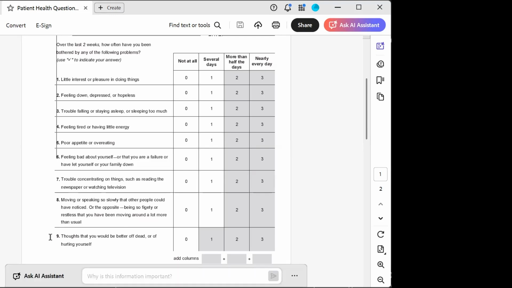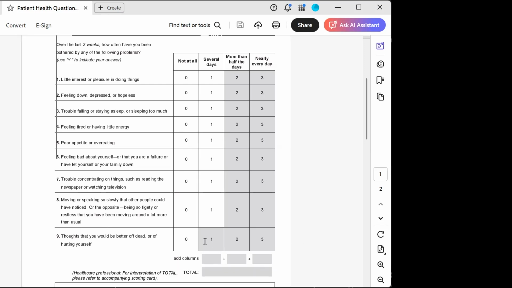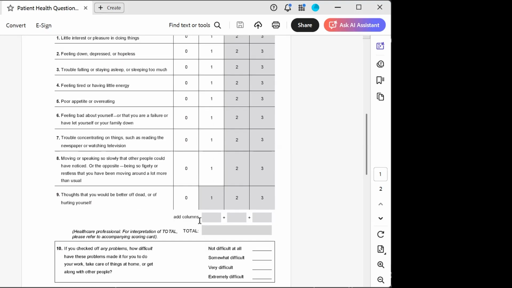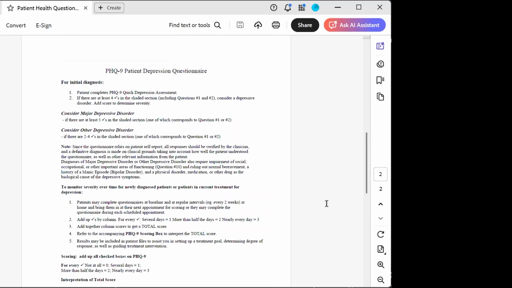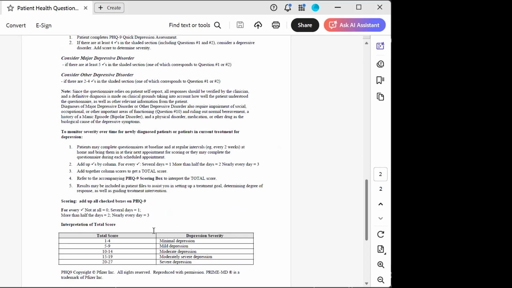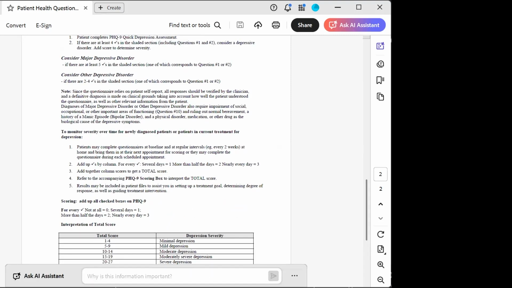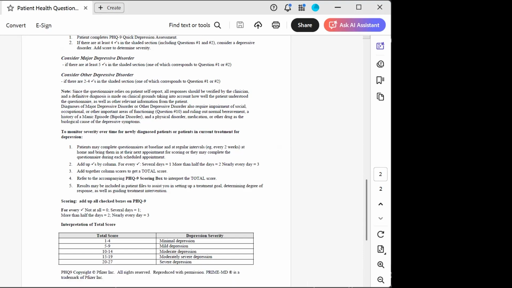So this is a very, very important question that we must ask, because if the answer to any of these is yes, then it is a red flag, and an instant referral should be initiated, because we need to intervene right away, most aggressively. Otherwise, something untoward might happen. So that's how we carry out this PHQ-9, and his score was 15, which is moderately severe depression.